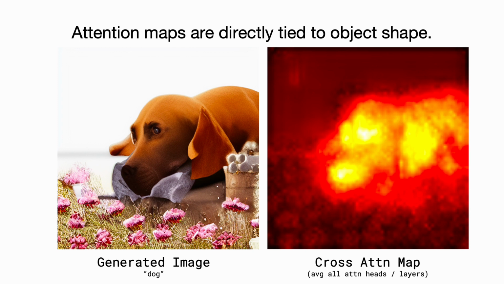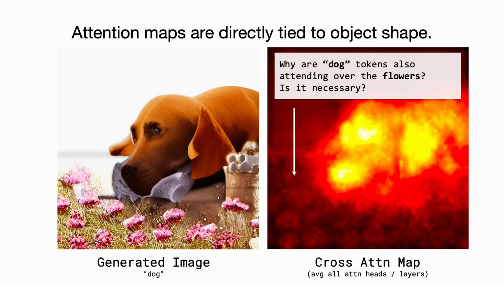Our method for shape-sensitive editing is derived from the observation that the internal attention maps of the diffusion model are directly tied to the shape of the synthesized object. On the left, we display an image generated with the prompt dog, and on the right, we display the cross-attention map for the token dog, averaged over all attention heads, layers, and time steps.